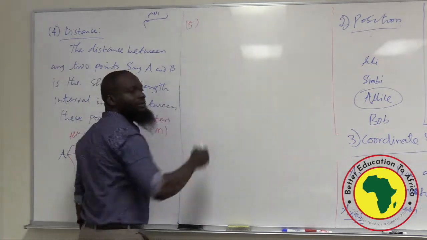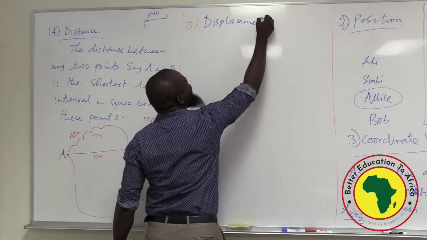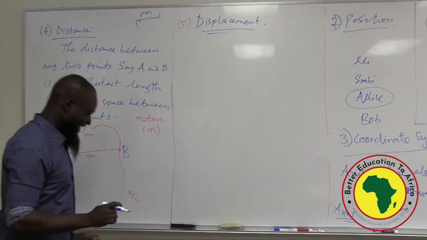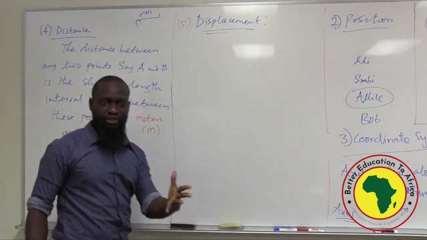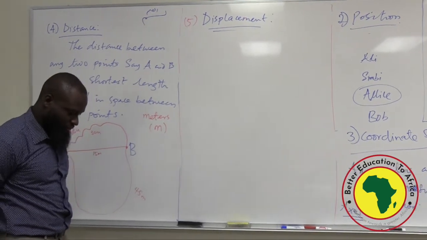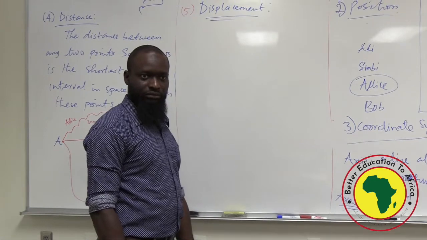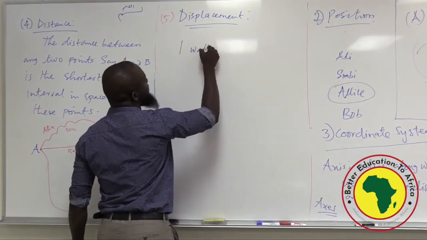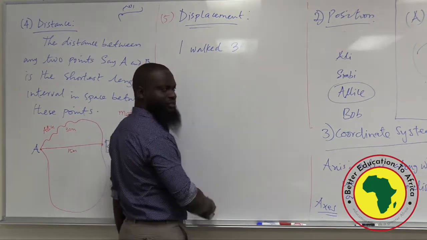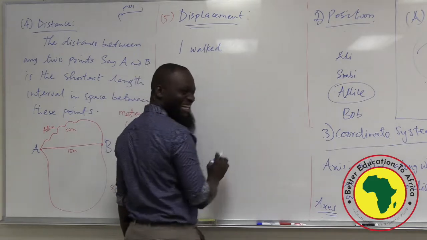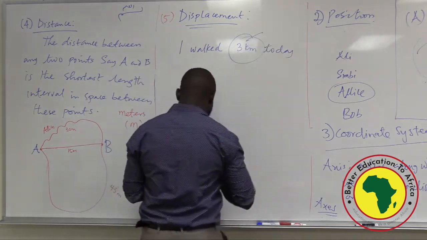Number five. We define what we call displacement. Displacement is beautiful. Displacement is simply distance covered in a specified direction. For example, somebody traveled north from the origin. If I say I walked 30 kilometers, oh, that's a long walk. Okay, let's make it a reasonable walk. Let's say I walked 3 kilometers today. You are describing your what? Distance.